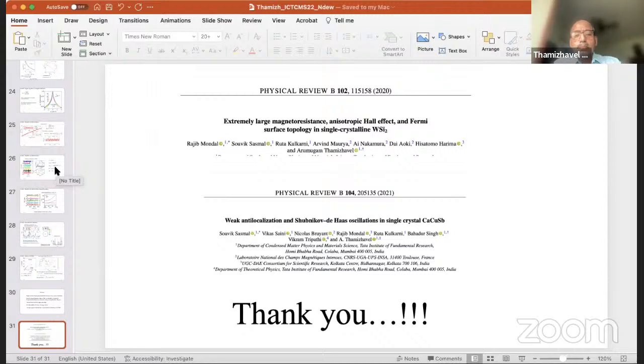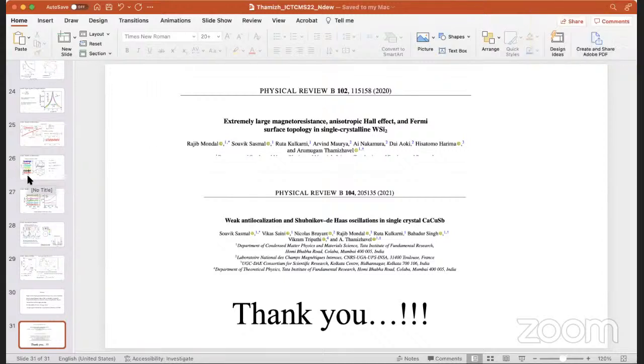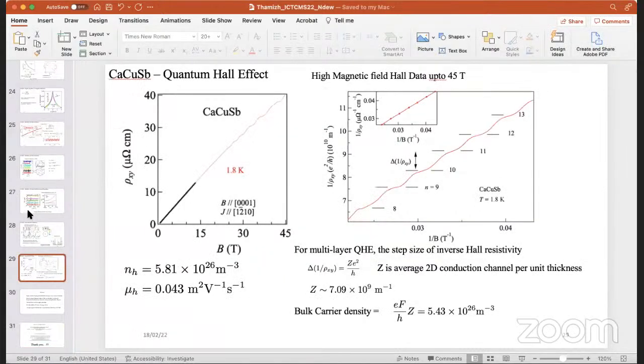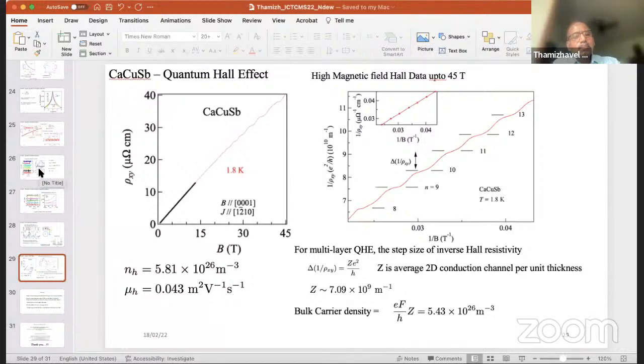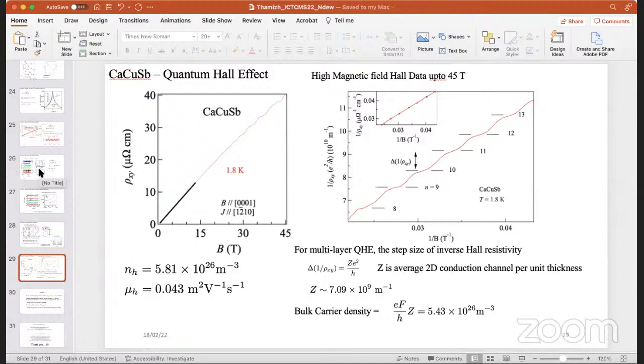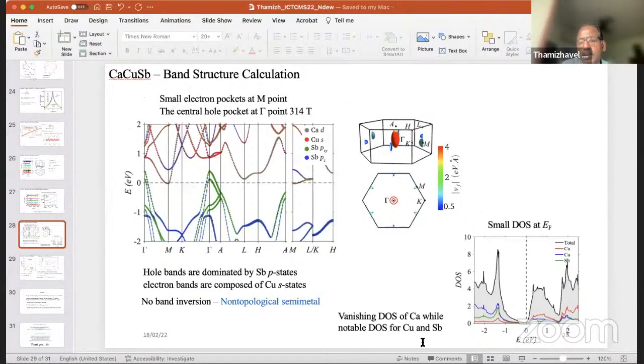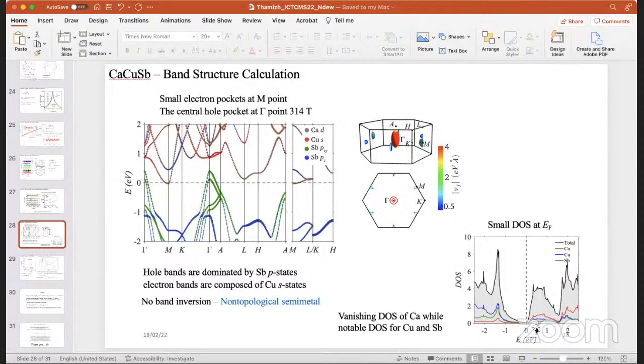Professor Thanitsabal, I just wanted to ask about this calcium copper antimony, which is really a nice system. As I can see, conduction is primarily from antimony, right? Is the copper nominally in a 1+ state? Of course, it's a metallic system. I don't know the exact valence state of copper, but from the density of states we can see that there are copper and antimony states available near the Fermi energy. That is probably because of the hybridization of the empty copper S with antimony.